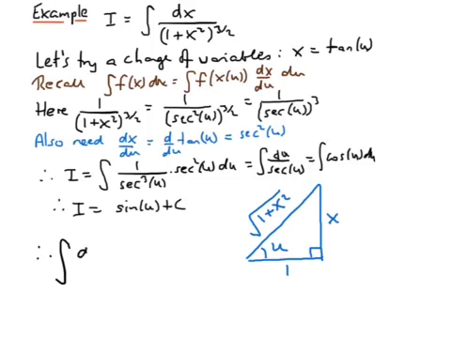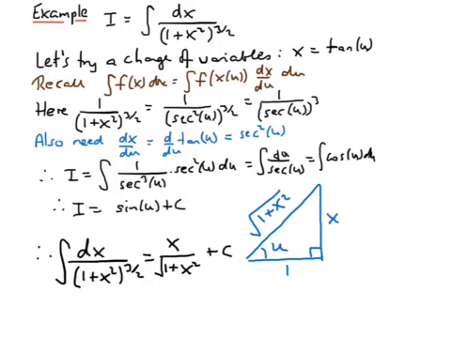So therefore what we see is that the integral with respect to x of 1 plus x squared to the 3 halves is equal to the sine of u, which is x divided by the square root of 1 plus x squared, all plus an integration constant. And that is our result for the integral, and I would encourage you to check that it is correct by differentiating our result for the integral.